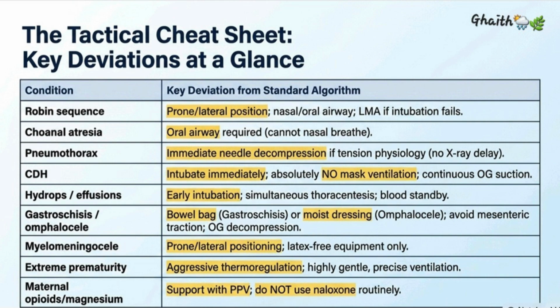CDH: intubate immediately, absolutely no mask ventilation, continuous OG suction. Hydrops and effusions: early intubation, simultaneous thoracentesis, blood on standby. Gastroschisis and omphalocele: bowel bag for gastroschisis, moist dressing for omphalocele, avoid mesenteric traction, OG decompression for both.